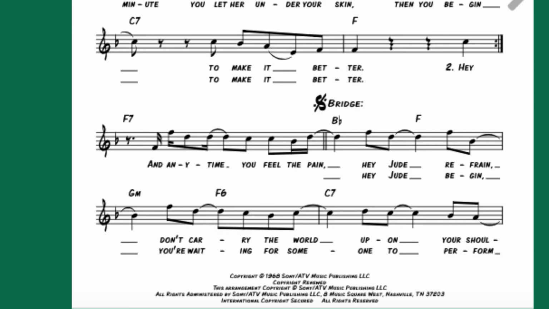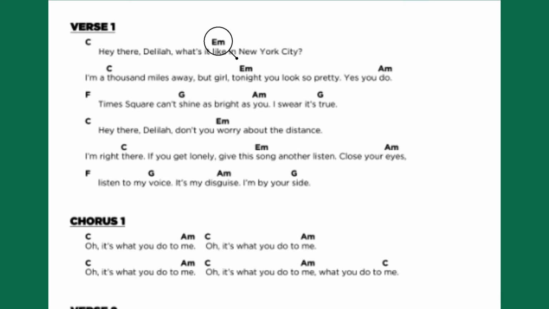If you're reading chord charts, minor chords are usually designated by a capital letter next to a lowercase m, like Am, Em, Cm, etc. It can sometimes be written as a capital letter next to min, or a capital letter next to a dash, like so.